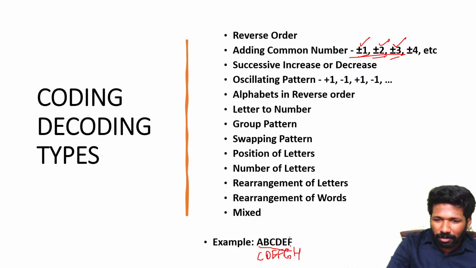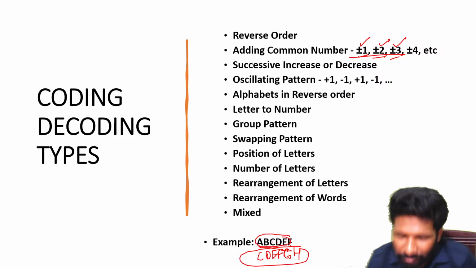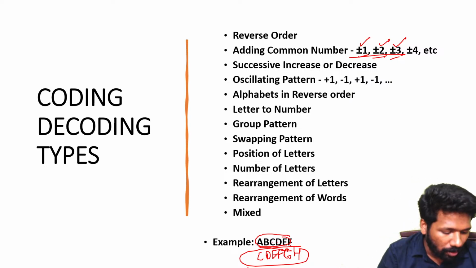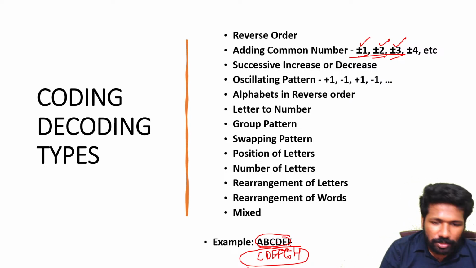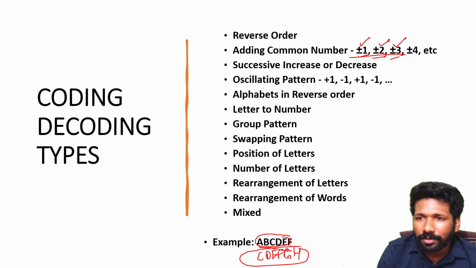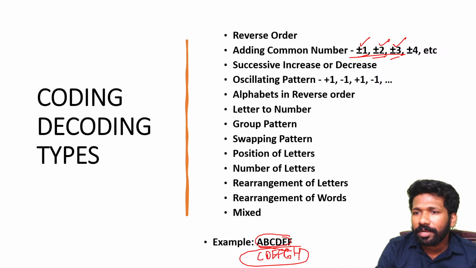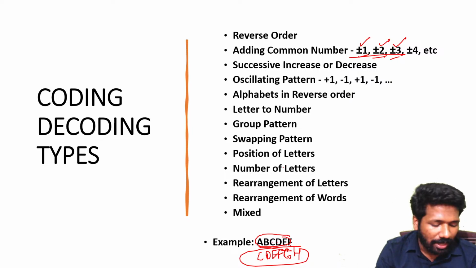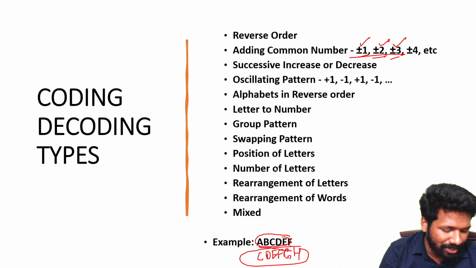Here it is so simple because A, B, C, D, E, F is in order itself. C, D, E, F, G, H also will be following an order. So that is also a rule, like adding a common number. That can be anything. Adding means subtraction is also addition.